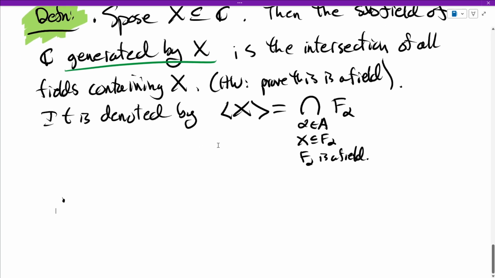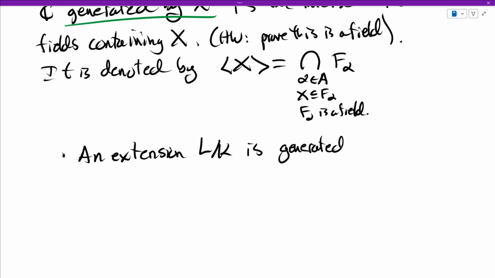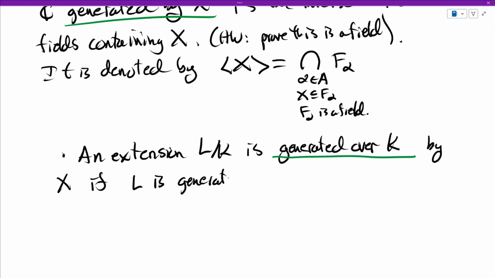The second part is a notation we use more often. We'll say that an extension L over K is generated over K by X if L is generated by the subset K union X. Right, so with the notation that we have up there, this is saying L is the subfield generated by K and then these elements X.